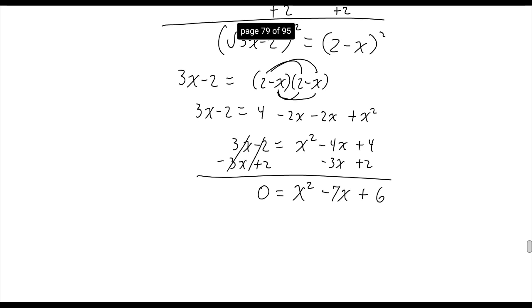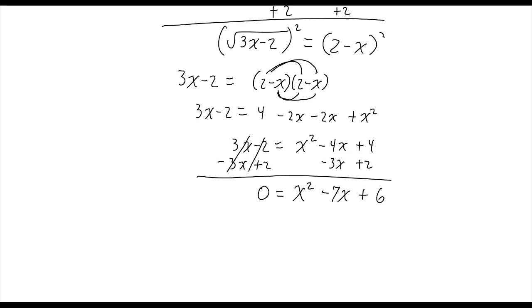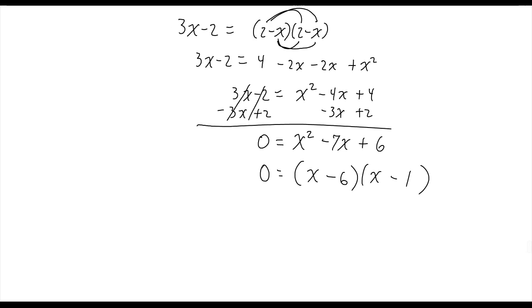Okay, so can I factor that? Well, let's see. I need two numbers that multiply together to equal a positive 6, but add together to equal a negative 7. Negative 6 and negative 1. Negative 6 and negative 1 multiply together to be positive 6. They add together to be negative 7. Okay. X minus 6 equals 0. X minus 1 equals 0, giving me two potential solutions, 6 and 1.